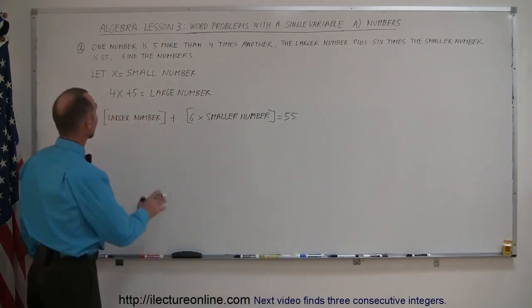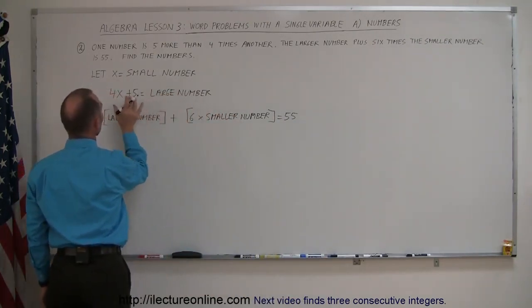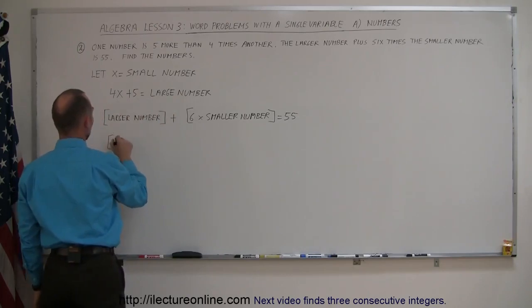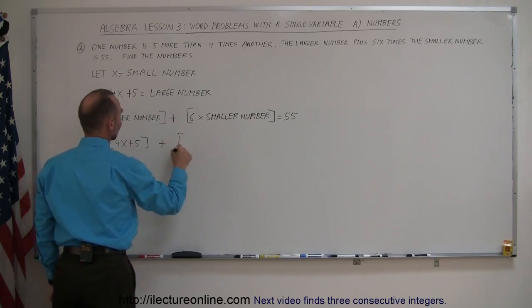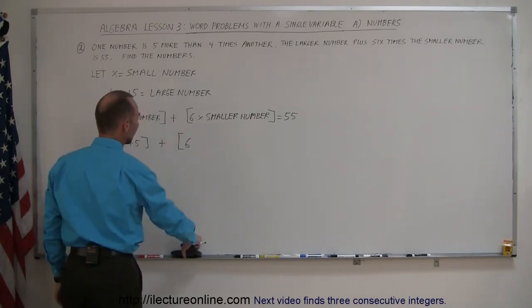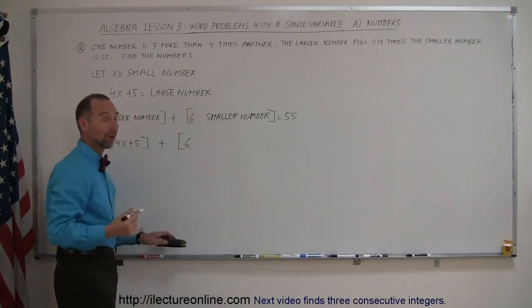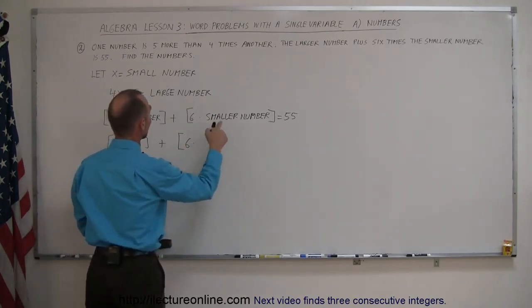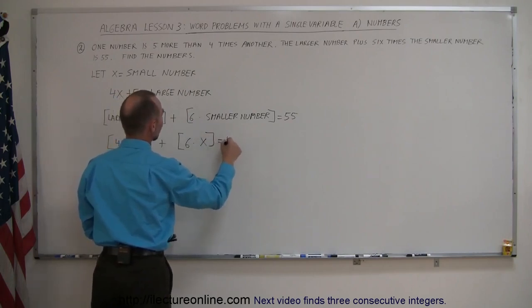Now, we define the smaller number by x, and we define the larger number by 4x plus 5. So we can say that 4x plus 5 plus 6 times the smaller number. Now, this may confuse us a little bit, so let me just write a dot. 6 times the smaller number, which is x, and that should be equal to 55.